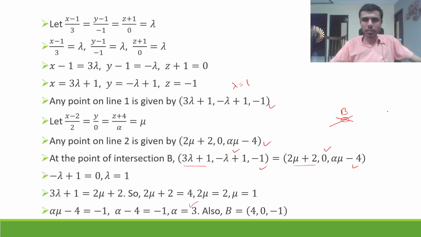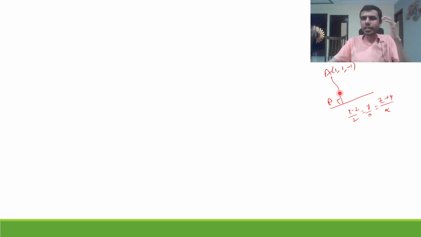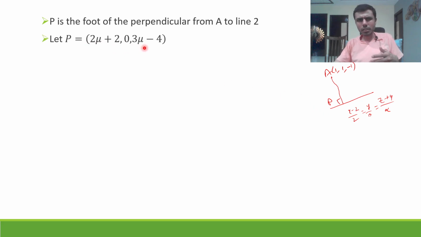What was the z? z plus 4 by alpha. Now there is a point A, which is 1, 1, minus 1. From this point I am dropping a foot of perpendicular, which is P. Now the standard way in 3D to find P is, listen carefully: first we take P as any random point on line 2. Any random point on line 2 I can take as 2 mu plus 2, comma 0, comma 3 mu minus 4. Again equate it to mu, you will get it.